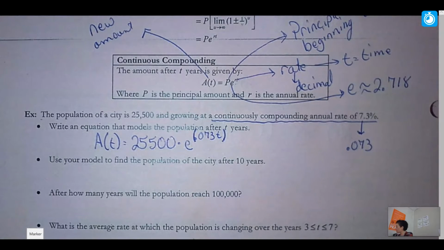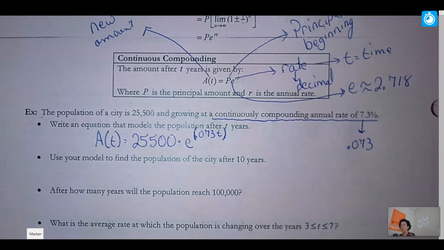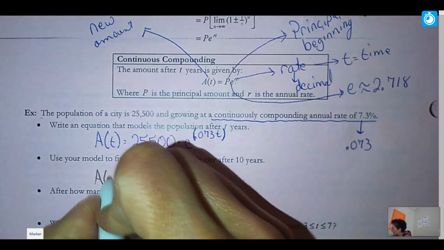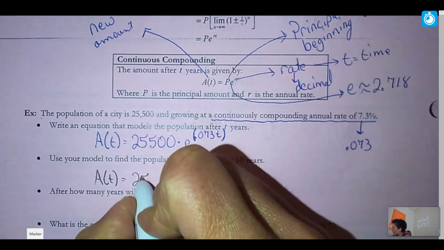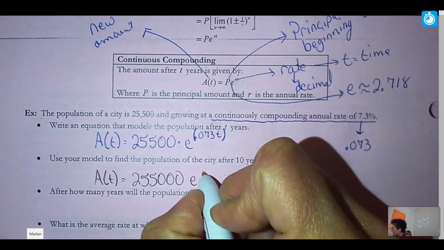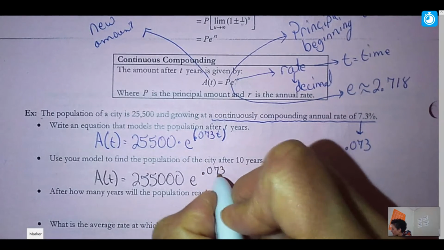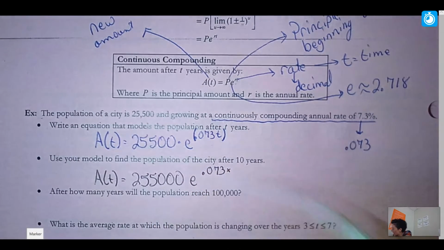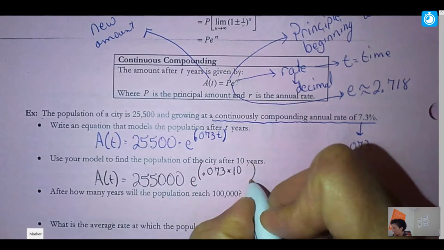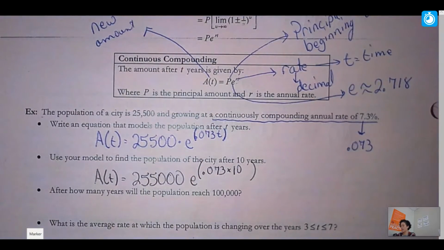So the first thing we're going to do is we're just going to use this model and find the population after 10 years. So I'll just put 10 in there. And again, I always want you to write down what you're about to type into your calculator just in case you make a mistake. And I'm going to put a little x for a times sign. And I'm going to wrap that in parentheses. So how does this look when you type it in?